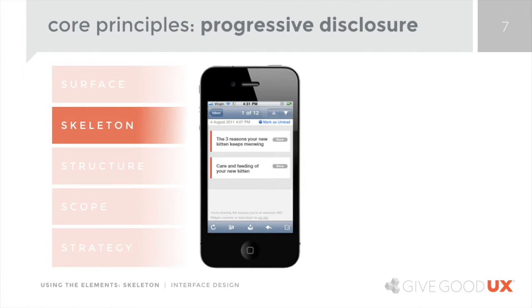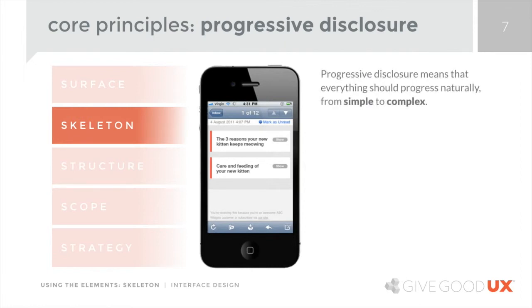It's called progressive disclosure. And what that means is that everything should progress naturally, from simple to complex. Think of it as wading into the shallow end before you dive into the deep end. Okay, we want to sort of get adjusted first, get our bearings, and then we want to move further. That's sort of our natural way of experiencing things. It's the natural way that the brain works. We build upon each step of learning. So everything that we're confronted with in an interface should build from simple to complex.